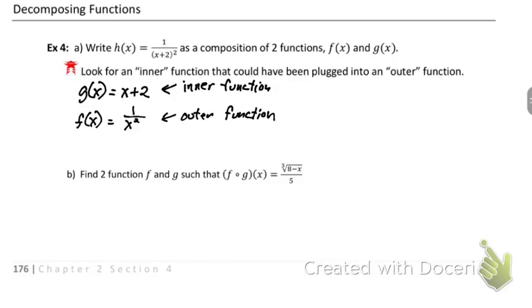I want you to picture this. If I took this x plus 2, plugged it in for that x, I would now have x plus 2 squared in the denominator, right? So if I just take this and plug it in there. So the composite that does these two functions is going to be f, and we're going to plug g of x into f, which is going to be written as f of g of x.